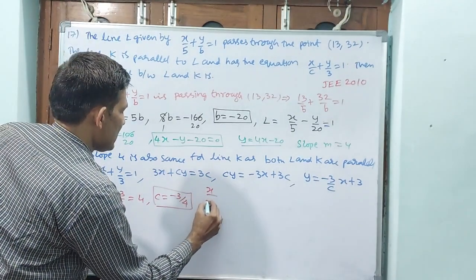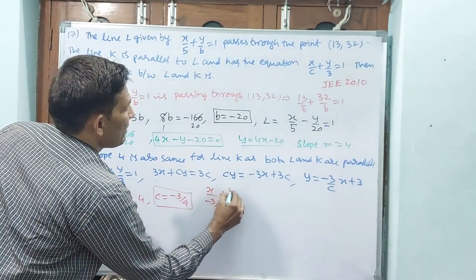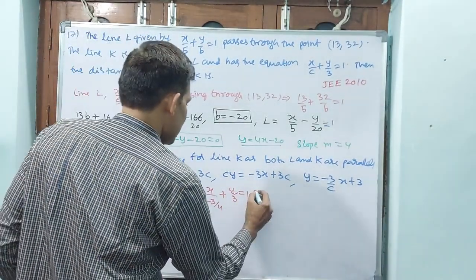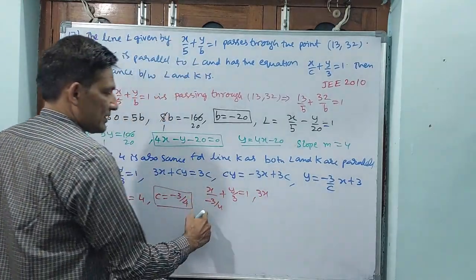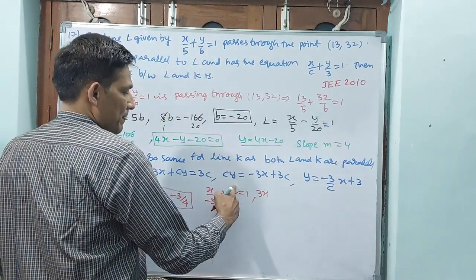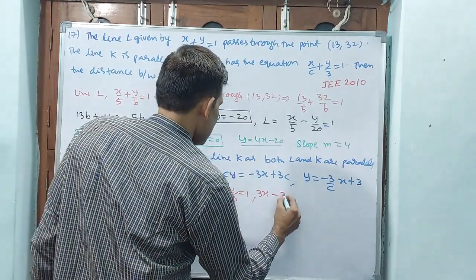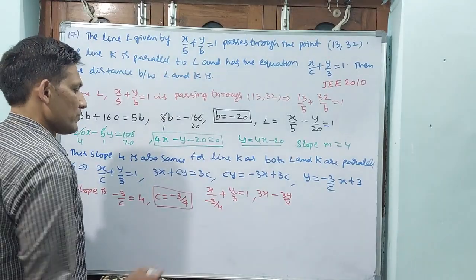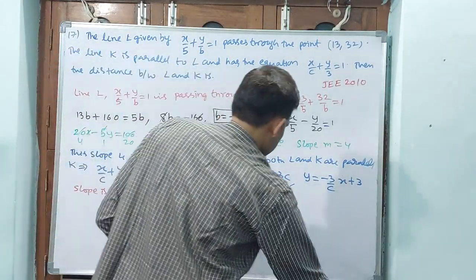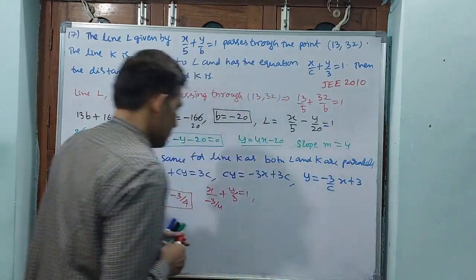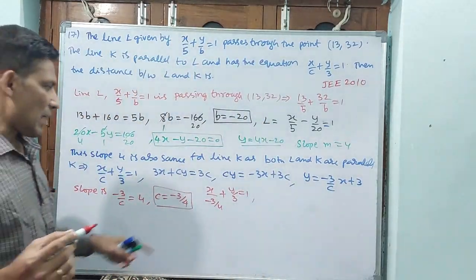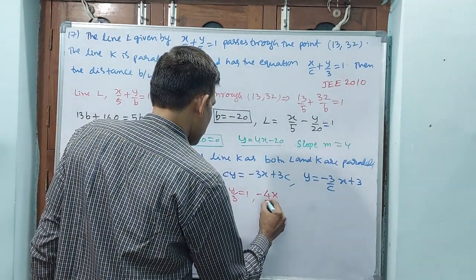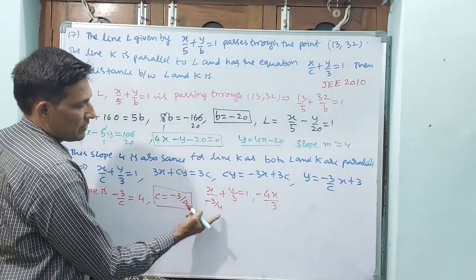That means x by minus 3 by 4 plus y by 3 equal to 1. Then 3x minus 3 by 4 y, minus 3y by 4. Or else, I will do one thing. Why should we make it complex here? See, 4x you send it like this, 4x minus 4x by 3. Why? Because the minus also I will send to the top.